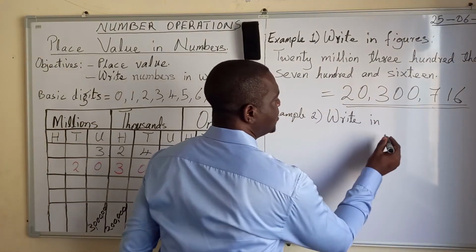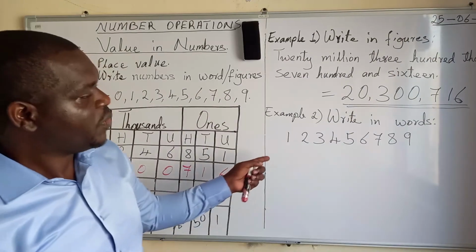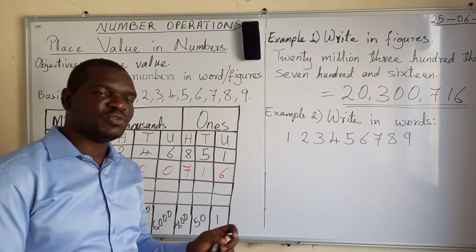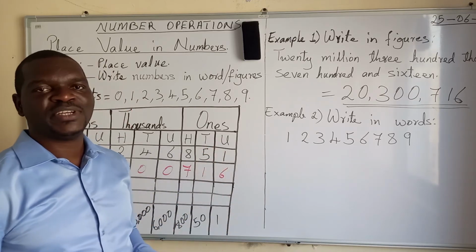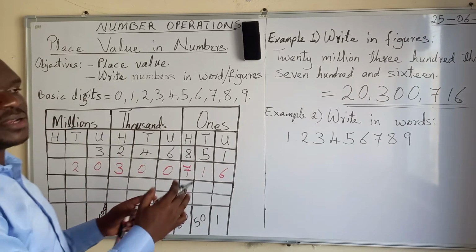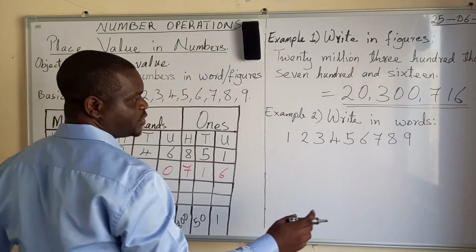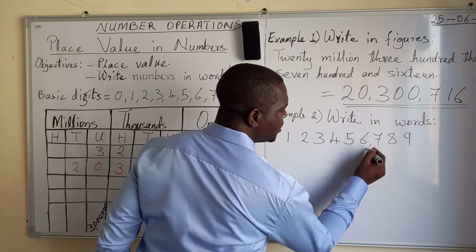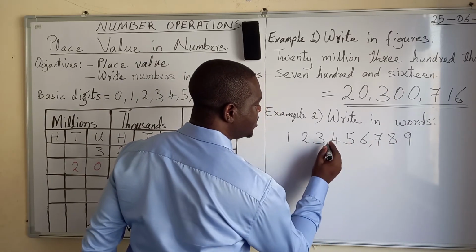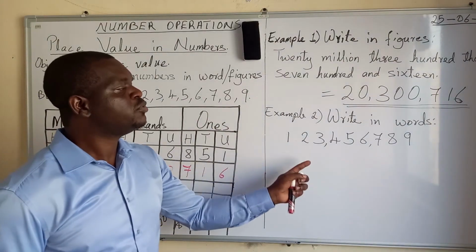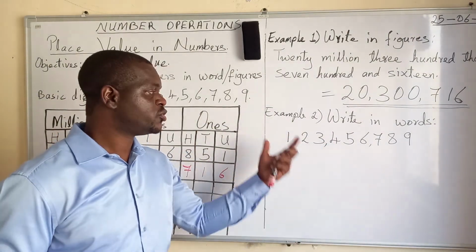Let's look at example number 2. Write in words. Now, when you have a number like this, the best thing to do, which can help you to solve this, is to group the number in these categories. And you start grouping from right to left. So you count in groups of 3s. 1, 2, 3. You separate with a comma. 1, 2, 3. Separate with a comma. This is what you are going to have. And to be able to read this will help us to write it down.